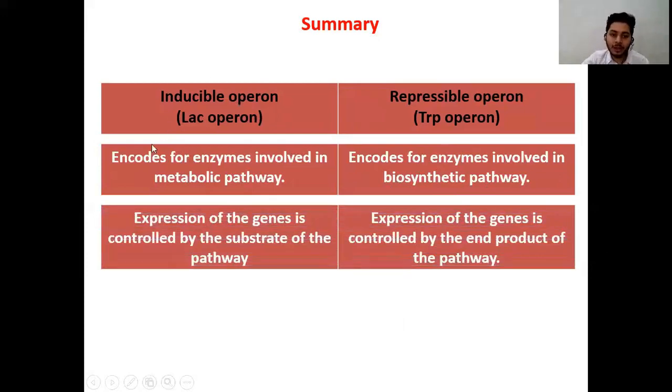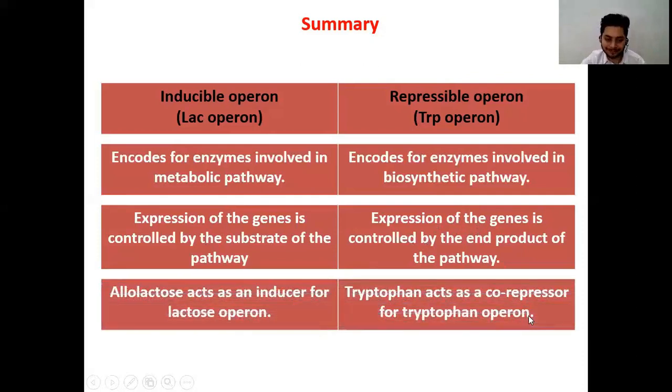Second, the expression of the genes in the lac operon is controlled by the substrate of the pathway. The substrate of my pathway over here was lactose, in the form of allolactose. So lactose was acting as the controller of the expression of the genes. On the other hand, the expression of the genes in the repressible tryptophan operon is controlled by the end product of the pathway, that is tryptophan. If tryptophan is sufficiently present, then the genes will not be allowed to get expressed. So here the substrate controls the expression of the genes, and here the product controls the expression of the genes.